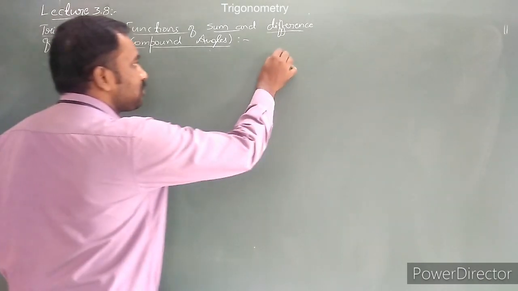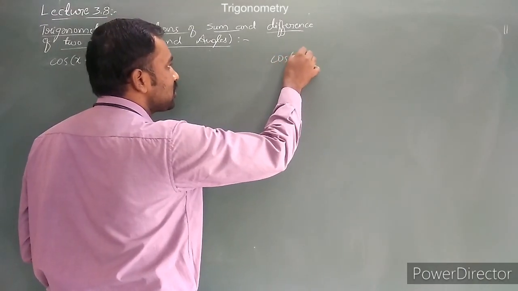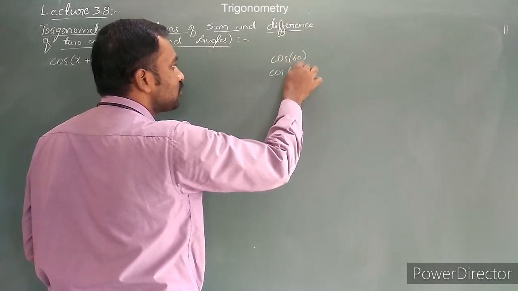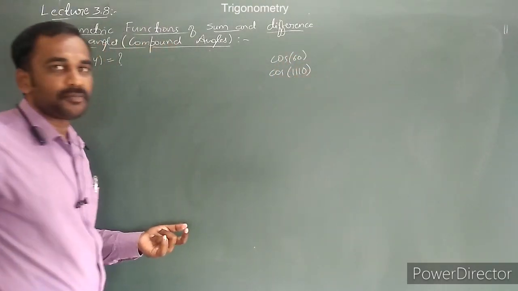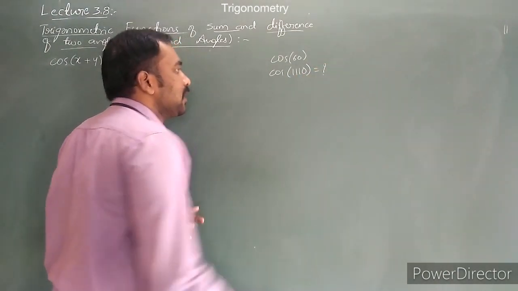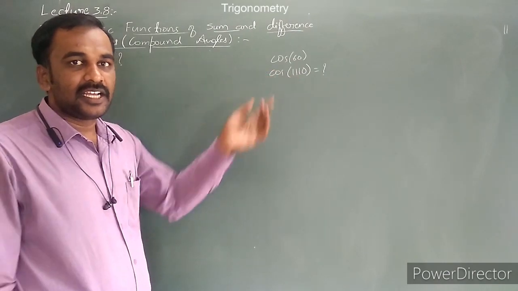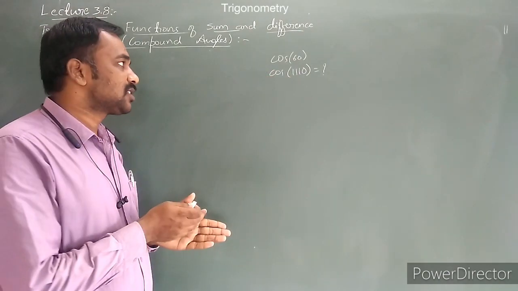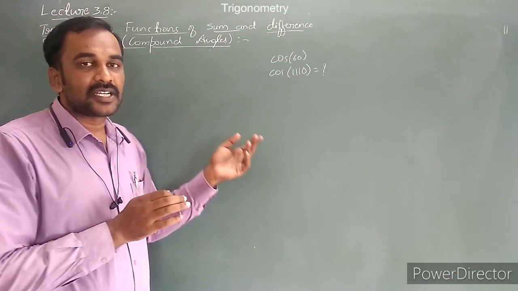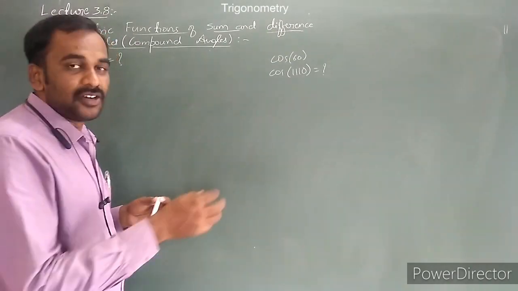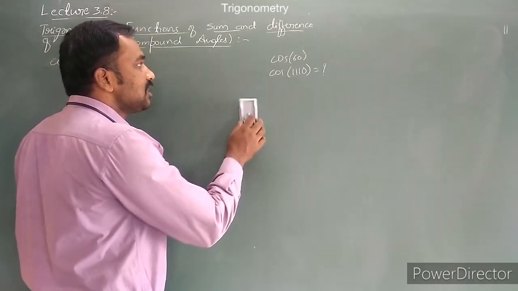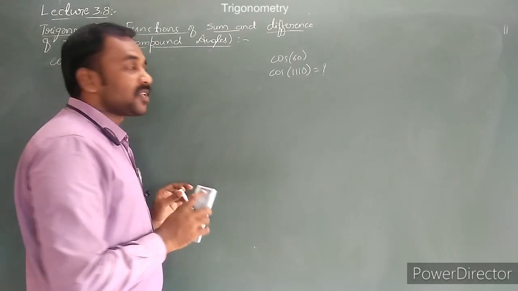As we studied in the previous videos, suppose the cos of 60, or else cos of 1110, like that. These types of angles we have already found using the allied angles. Allied angle means 90 plus or minus theta, 180 plus or minus theta, 270 plus or minus theta, 360 plus or minus theta, or plus or minus only theta. This type of angles we have already studied. Those are called the allied angles.